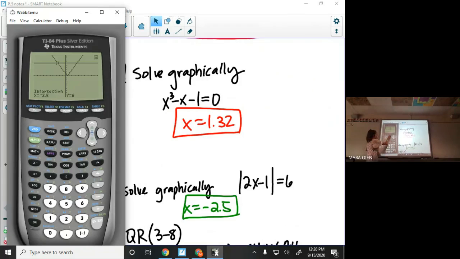Then I just repeat, second, calculate, intersect. Now I have to use the right arrow key, which a lot of people try to use the up and down key because they're like, oh, look, I'm really low, so I'm going to try and get up there. But if you keep hitting up, it just keeps jumping back and forth. So I'm going to use the arrow key instead. And then my second intersection is at 3.5.